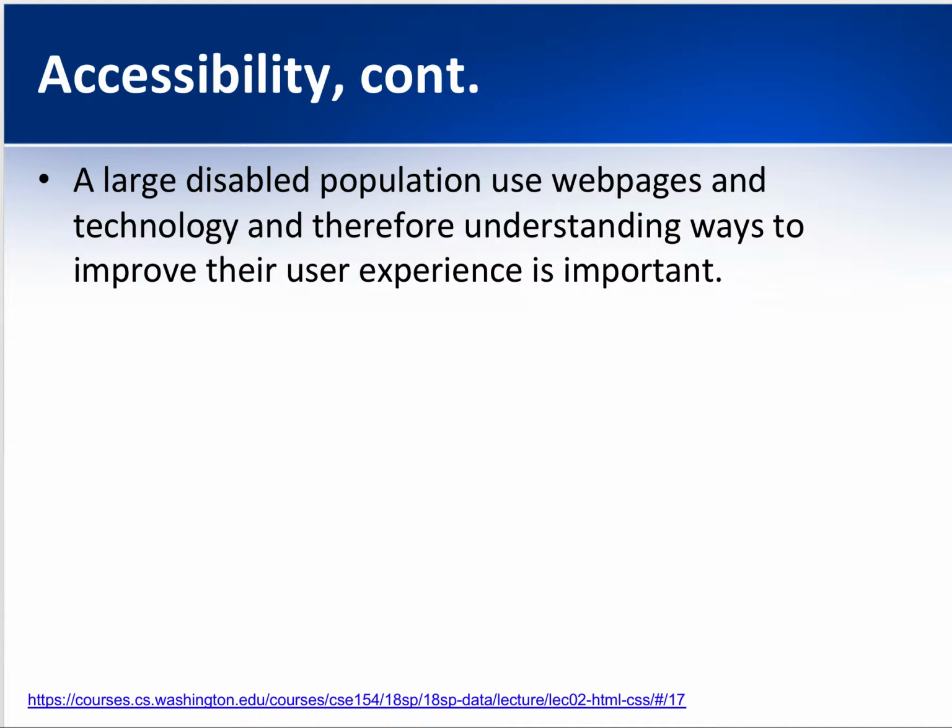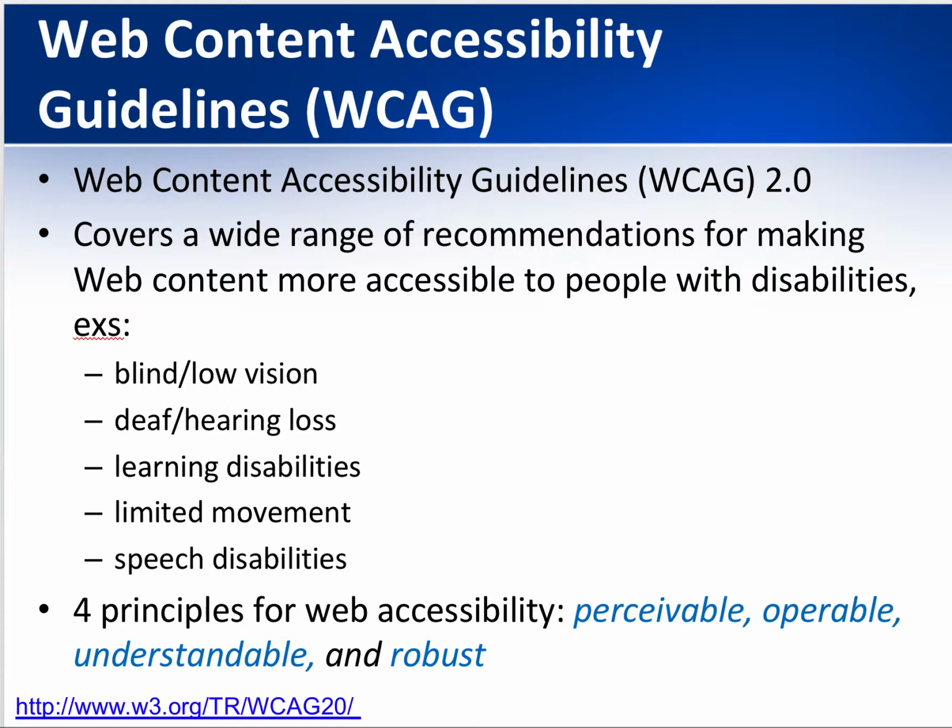A large disabled population uses web pages and technology, and therefore, it's very important for us to understand how we can improve the user experience for everybody. There's WCAG, Web Content Accessibility Guidelines. So there's a wide range of recommendations for people with disabilities, and some examples are people who are blind, with low vision, deaf or hearing loss, learning disabilities, limited movement, speech disabilities. And the 4 principles that we're going to talk about for web accessibility are perceivable, operable, understandable, and robust.